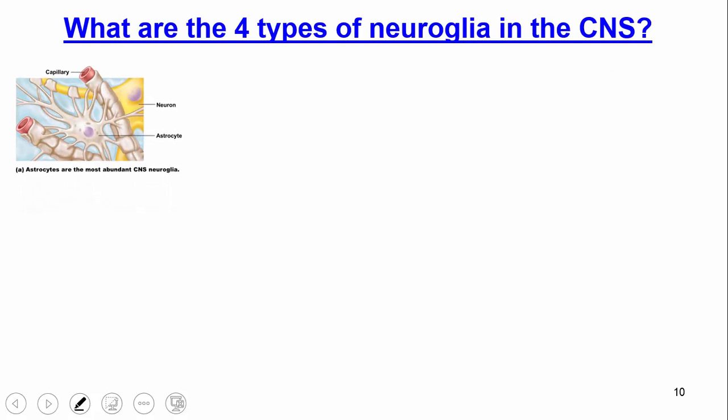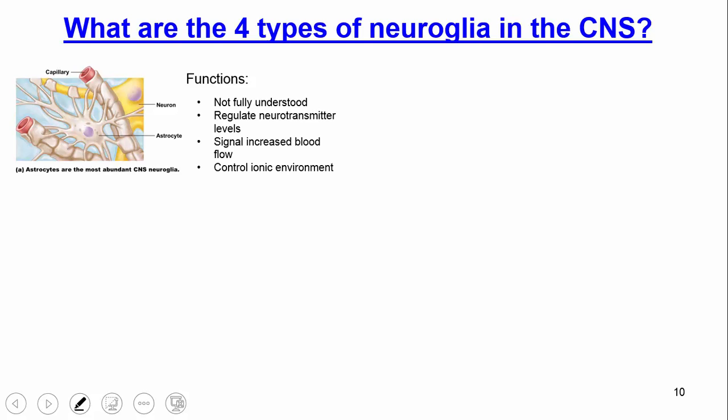So the first type are called astrocytes. You see an astrocyte right here. If we talk about the functions of them, what are they? Well, not totally understood, but we know a little bit about them, right? So they can regulate neurotransmitter levels. They can signal to increase blood flow, right? They can control the ionic environment.